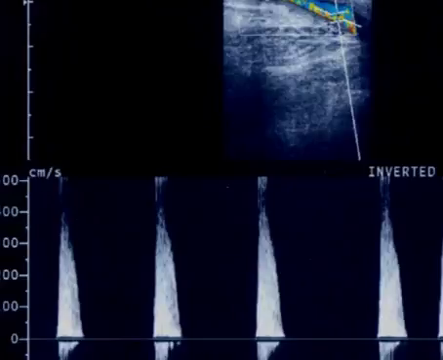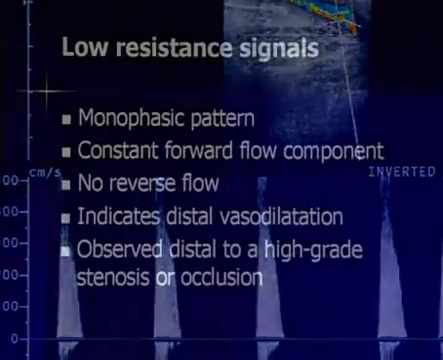But if we ignore the velocities and just look at the shape of that waveform, we can see something is wrong. There's no reflected wave, and that is consistent with a high resistance bed. That blood is working too hard to get down into those arteries, and so that is consistent with listening to either at or just in front of a high-grade stenosis.